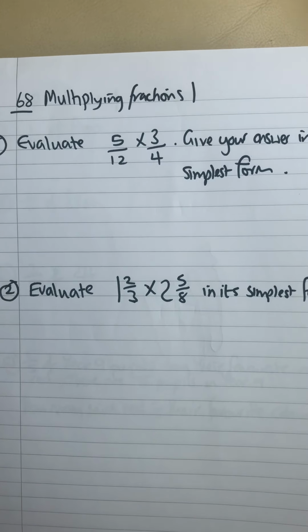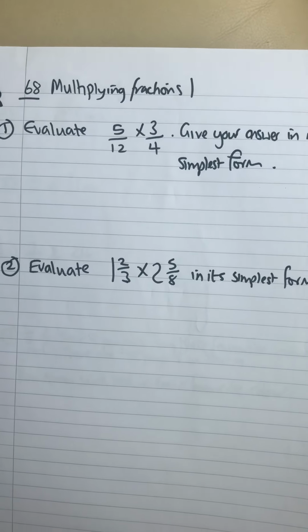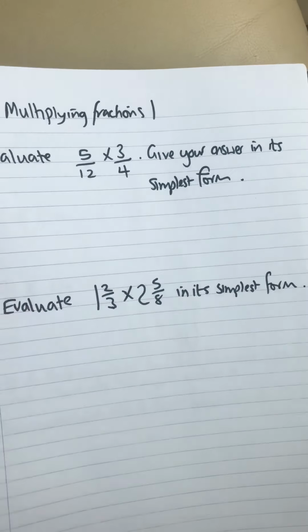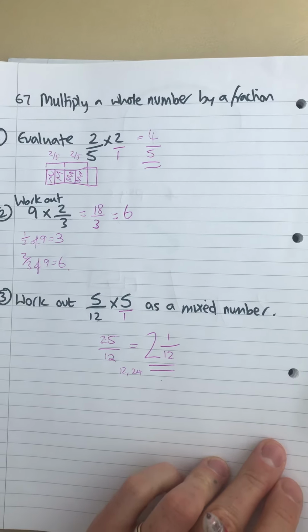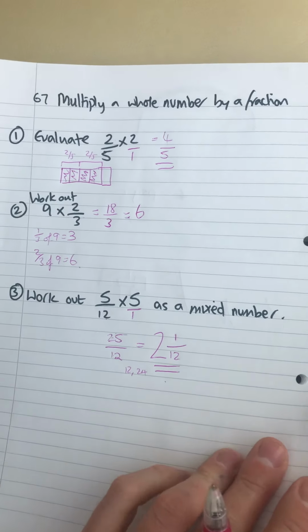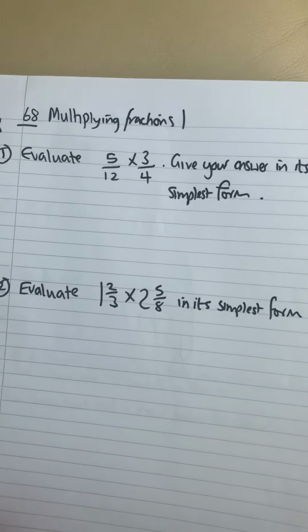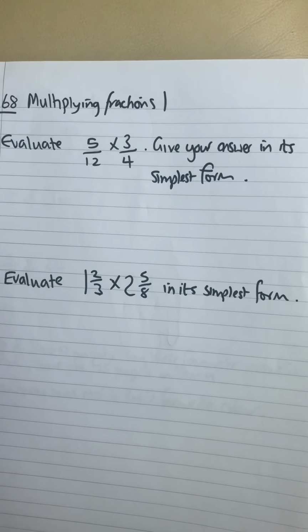Okay, clip 68, multiplying fractions 1. So we've just done, the previous task was 67, which was multiplying by a whole number, and we used the methods that we used for multiplying fractions. So for 68, evaluate 5/12 times 3/4.